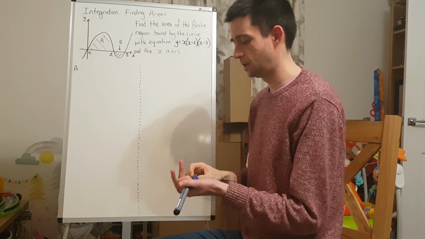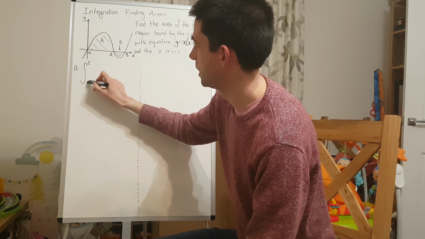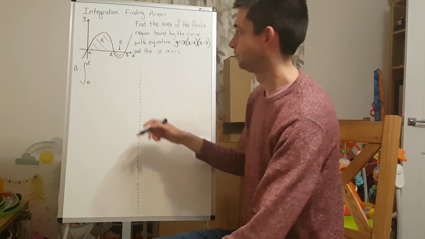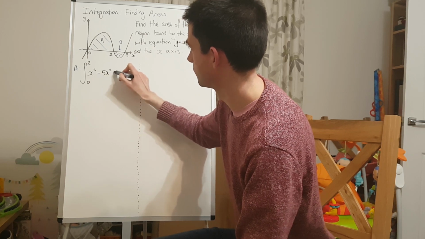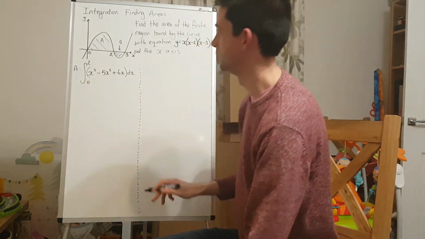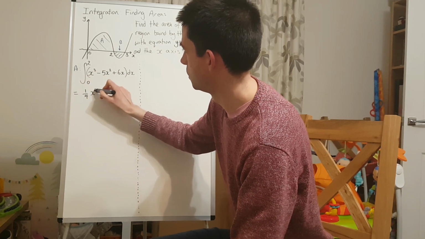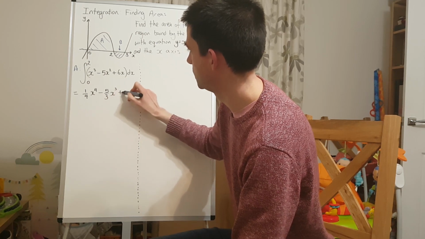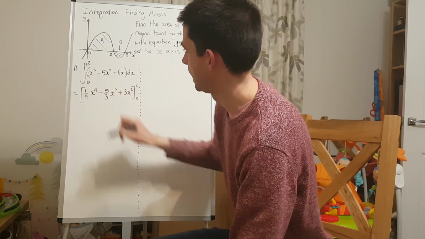And the first thing I'm going to do to find the area of the region A is I'm going to integrate between 2 and 0 this equation here, but of course I need to expand that out first. So that would be x cubed minus 5x squared plus 6x, integrating that with respect to x. Show the result of the integration in square brackets, so 1/4 x to the 4 minus 5 over 3 x cubed plus 3x squared between 2 and 0.